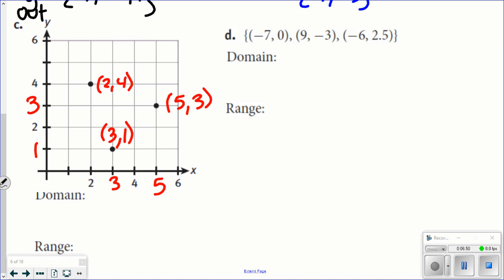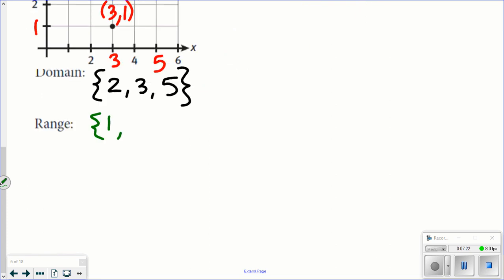my domain, all of my X values. So look horizontally from left to right. Or in your ordered pairs, it's your first number, your X coordinate. So I see a point at 2, 3, and 5. And remember, if you wrote it in a different order, that's okay. For my range, you're going to look vertically up and down. So I see 1, 3, and 4, my Y values, the second number in your ordered pair.